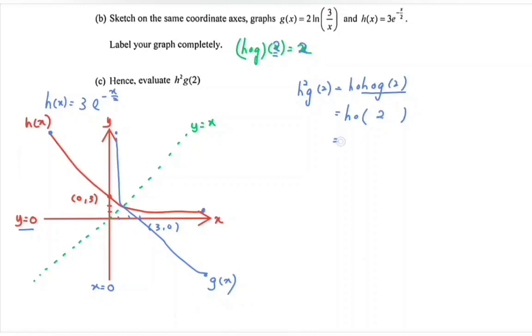So kindly substitute the situation into h. So 3 to the power of e to the power of negative, so we have 2 over 2. So we will have 3e^(-1) or 3 over e. So that is h(g(2)).